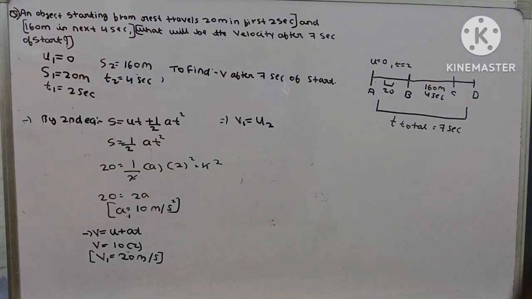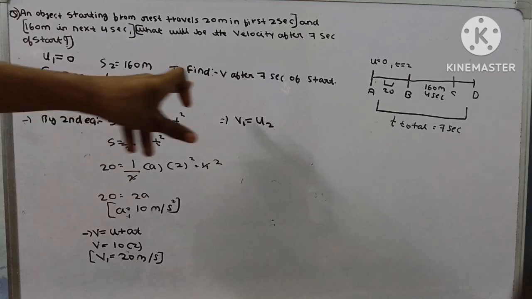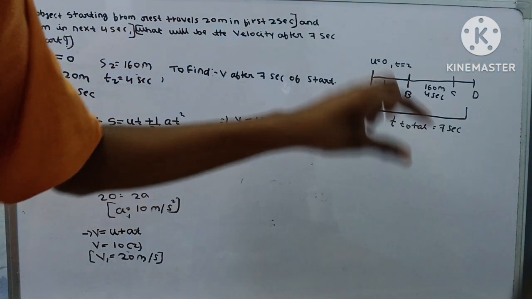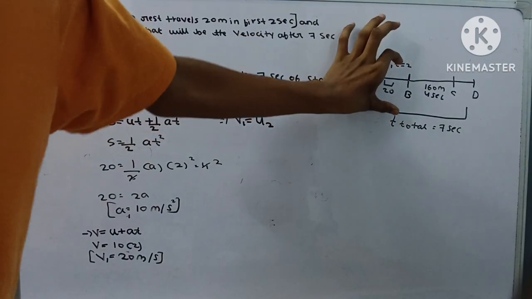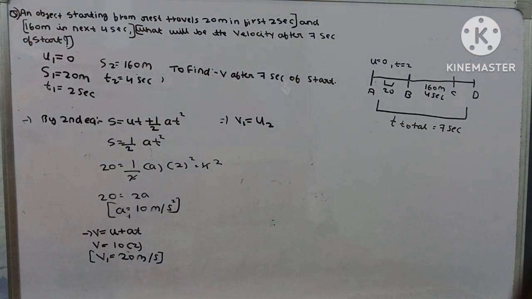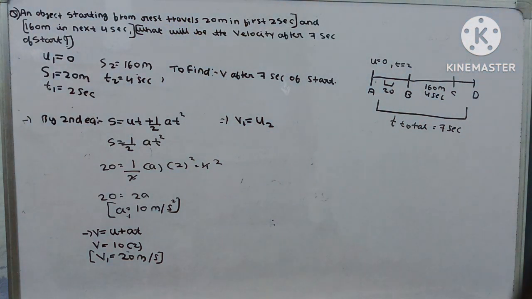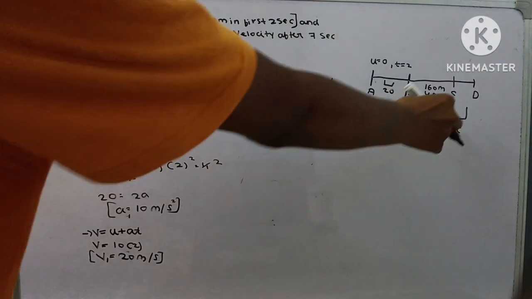Now, by this data, what can we conclude? We can conclude that v1 is equal to u2. The velocity at point B is 20, which is the initial velocity at point B as well, 20 meter per second. Now, after this, we have to find the acceleration of this case. If the acceleration remains constant, meaning 10 meter per second square, we will assume that the acceleration of the further journey will also be 10 meter per second square. Okay, so let's find out the acceleration of this case.